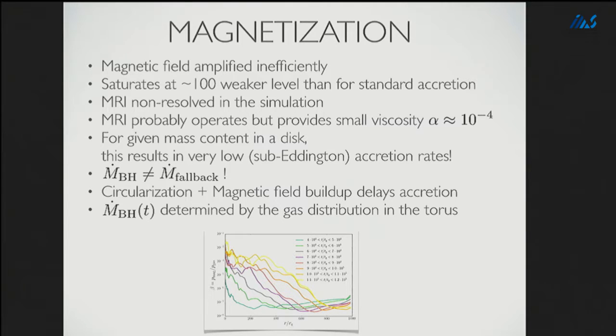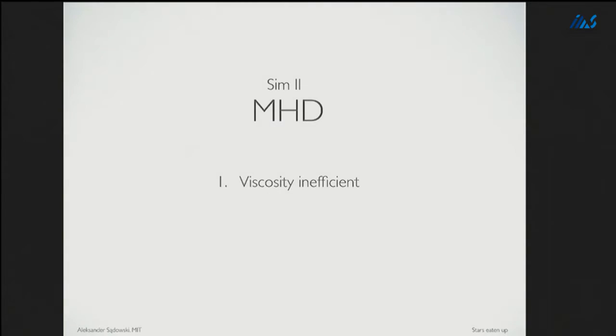What does it mean? We move gas close to the black hole, we generate this polished donut torus, or that zebra torus, and we put in viscosity 10 to minus 4. What accretion rate do we get? We get 100 times lower accretion rate than we would get for typical viscosity 10 to minus 2. So this may suggest that the accretion rates that we ultimately get from the circularized disk will be very low. The bottom line, the takeaway point from the MHD simulation, is that viscosity is probably inefficient.